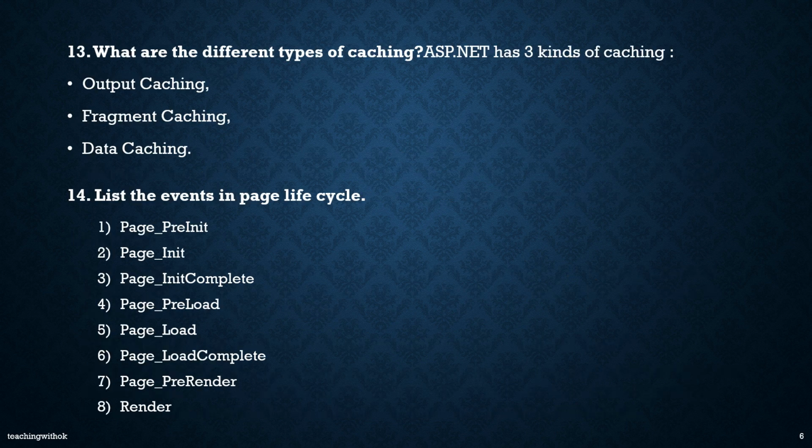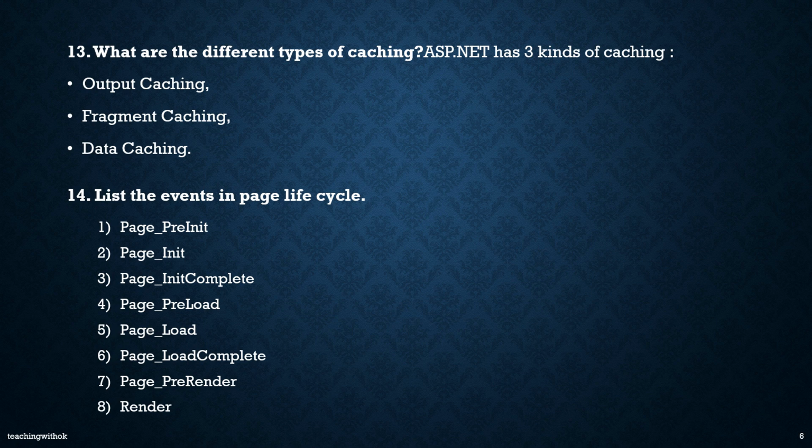What are the different types of caching? ASP.NET has three types of caching, we can say. One is output caching, the second is fragment caching, and the third one is data caching. If you want only part of the page to be cached, then fragment caching can be used. Data caching means a large amount of data can be cached. And output caching uses the output cache variable to cache the object.